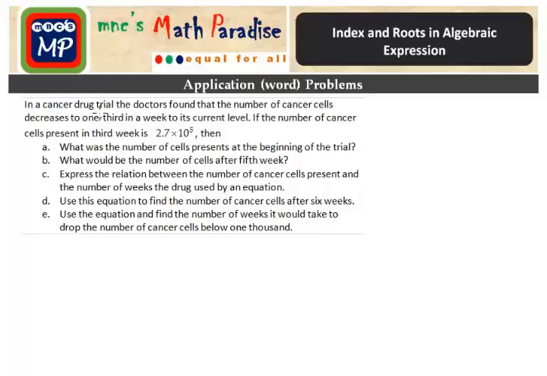In a cancer drug trial, the doctors found that the number of cancer cells decreases to 1/3 in a week to its current level. So in every week, the cancer cell decreases to 1/3 to its current level. If the number of cancer cells present in the third week is this, then find what was the number of cells present at the beginning of the trial.